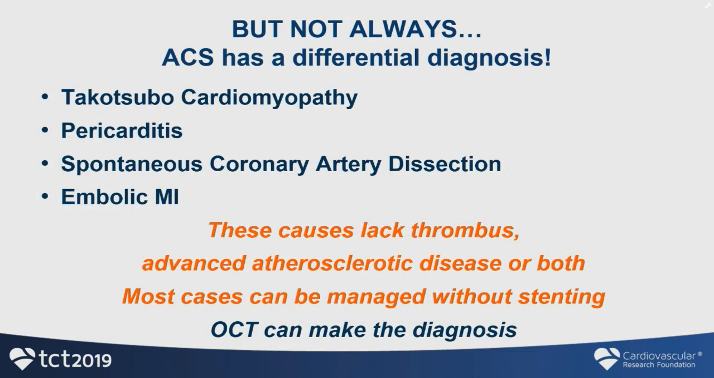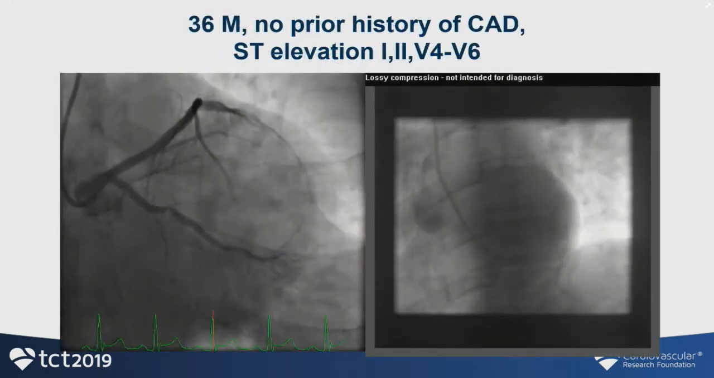But not all acute coronary syndromes are related to atherosclerotic plaque and thrombus. And there's a differential diagnosis that we need to consider. These cases will lack the presence of thrombus or the presence of an advanced atherosclerotic lesion, or possibly both, and can be managed in general without stenting. To help you see these, let me go through some case examples.